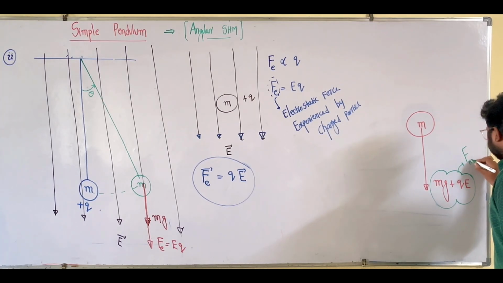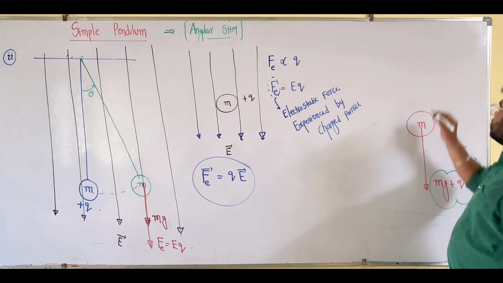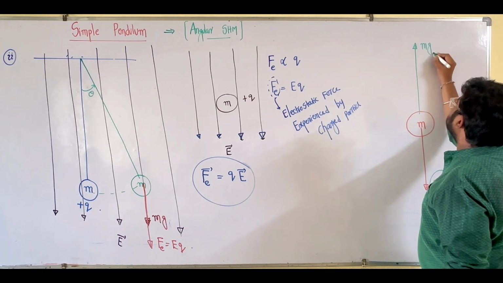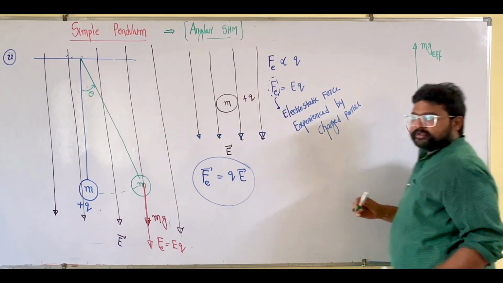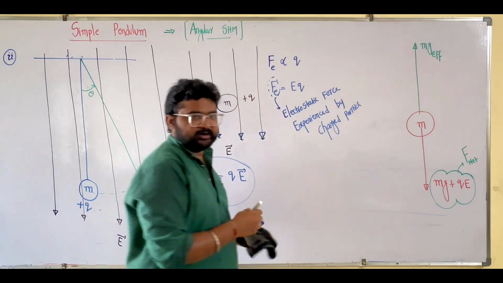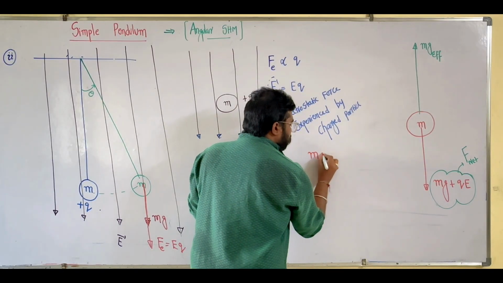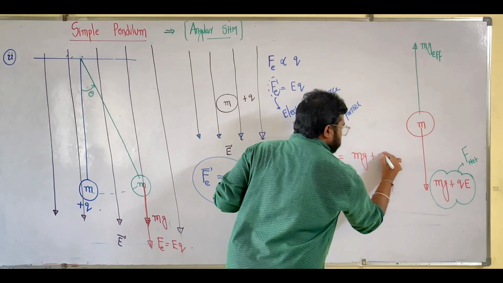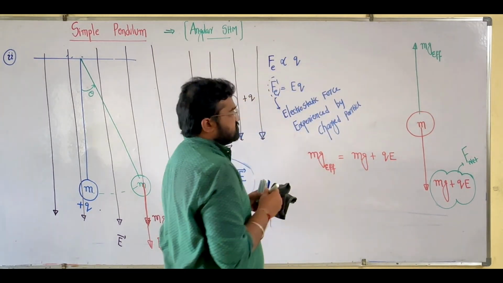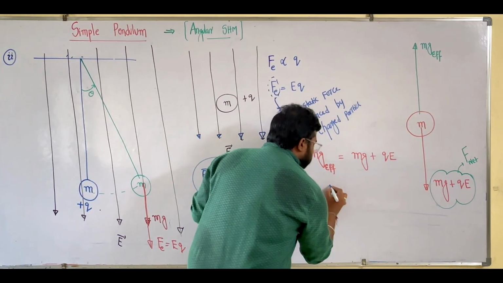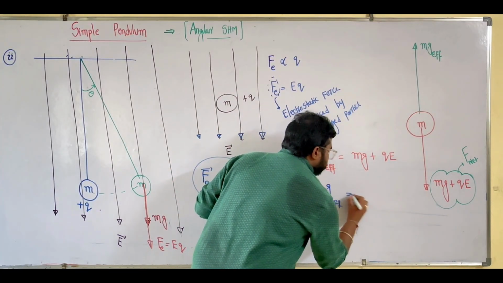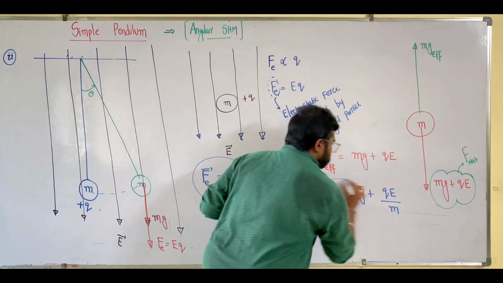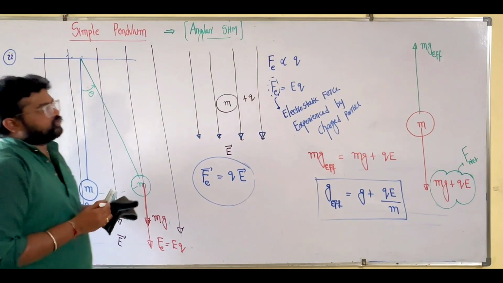F net. The net force acting on the ball is balanced by whom? By mg effective. So mg effective equals F net. Understood? So mg effective equals mg plus QE. What is g effective here? g effective equals g plus QE by m.